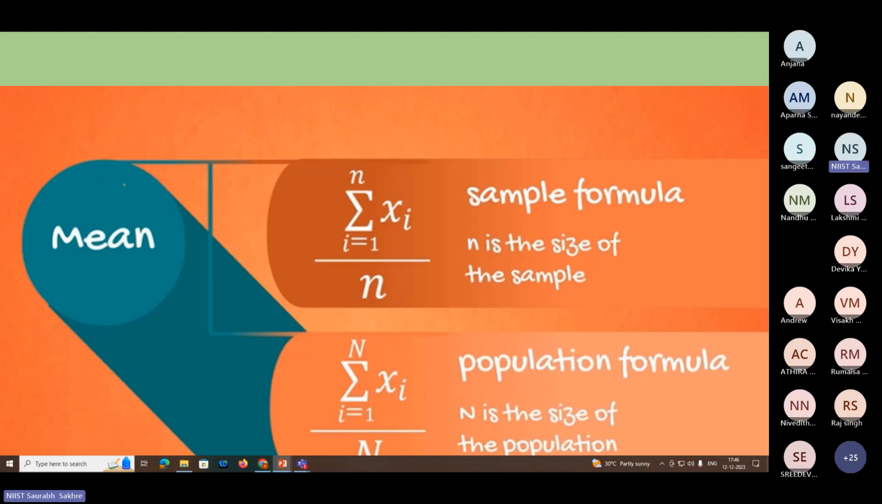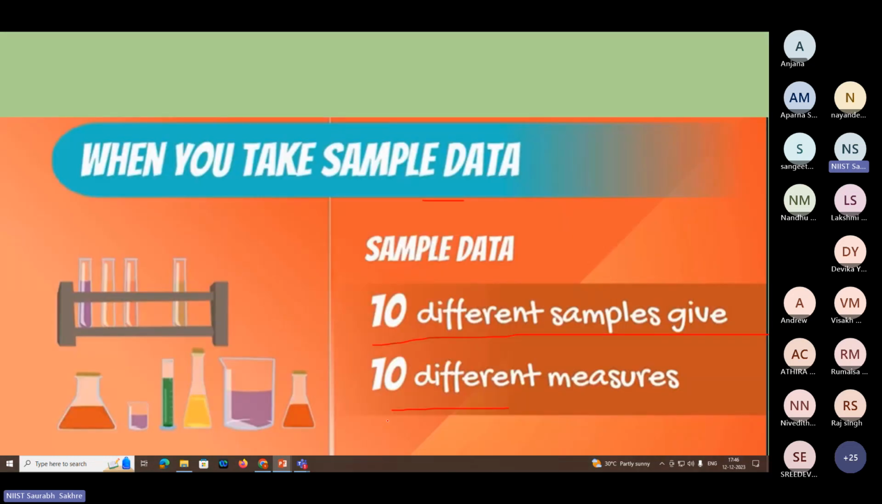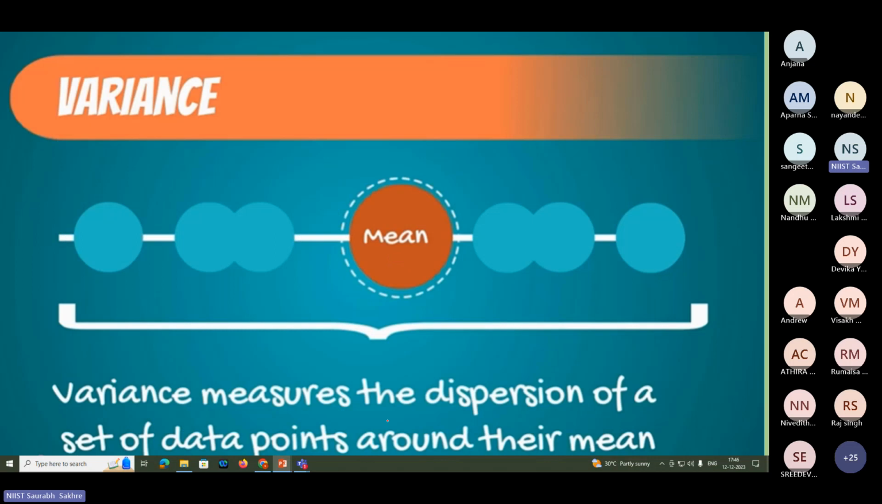When you are calculating the mean for a sample, you divide by the number of samples, and when you are doing it for the population, you divide by the number of the population, capital N. I am showing you this for a reason; you will come to know. So two or three things to keep in mind. Variance will be different for sample and population. If you are taking 10 samples, they may give you 10 different values, and the mean is also different for sample and for population.